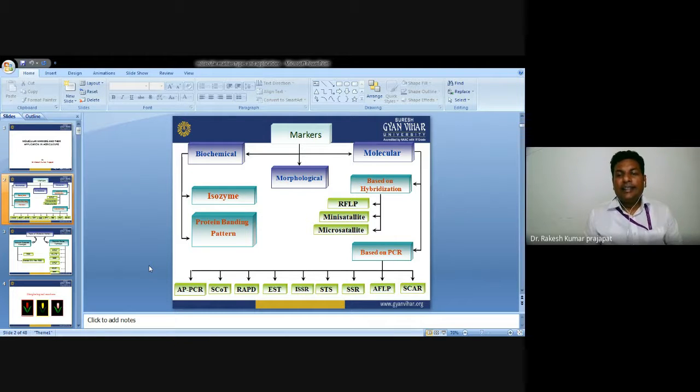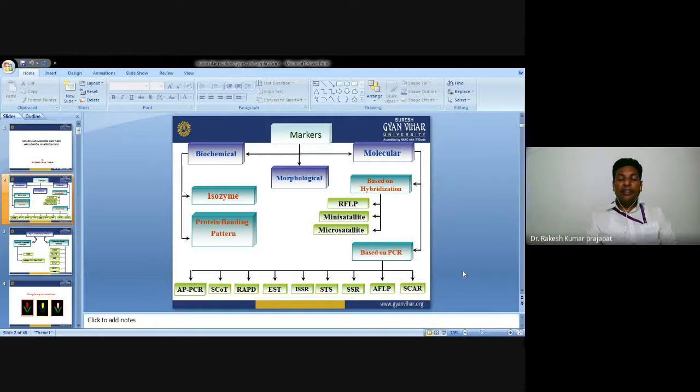Then further, with technological advancement, a few more molecular markers have been developed by using PCR. Everybody is well aware of PCR, the polymerase chain reaction. This PCR technique was discovered and developed by Kary Mullis in 1983. PCR is nothing but a thermal cycler.